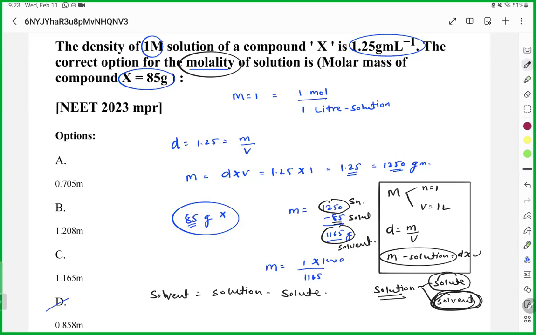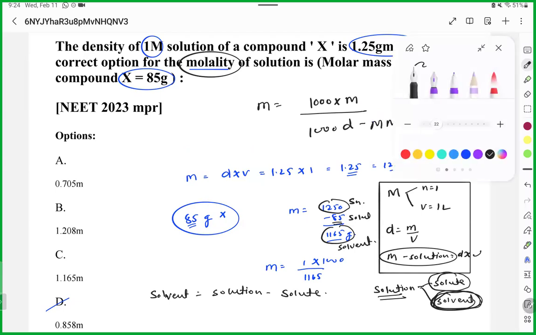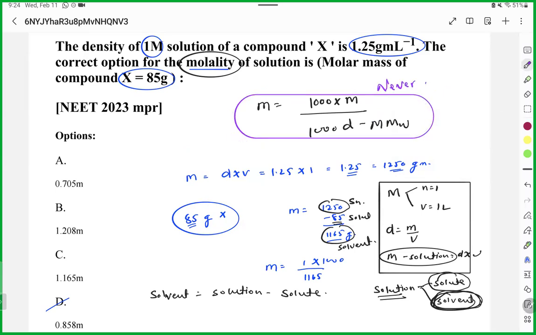Though there is a formula many people teach you in your coaching institute. Many people will teach you molality formula is 1000 multiplied by molarity, divided by 1000 times density minus molarity times molecular weight. But trust me, never use this formula. One of the most dangerous formulas. Never use it. Why? First thing, you won't be able to remember it perfectly. You might make mistakes.